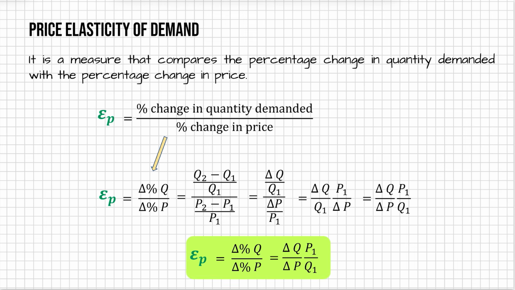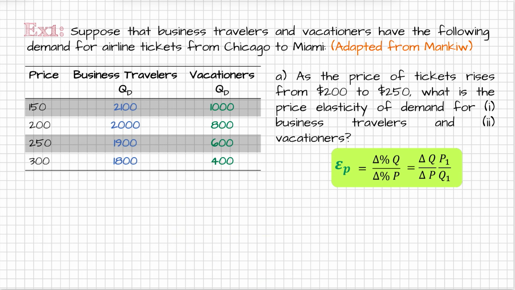Now let's apply this formula. Suppose that business travelers and vacationers have the following demand for airline tickets from Chicago to Miami. Let's solve A first. As the price rises from $200 to $250, what is the price elasticity for each group?